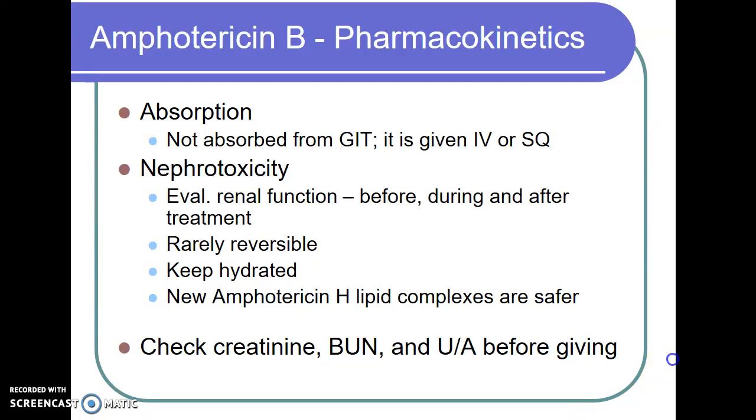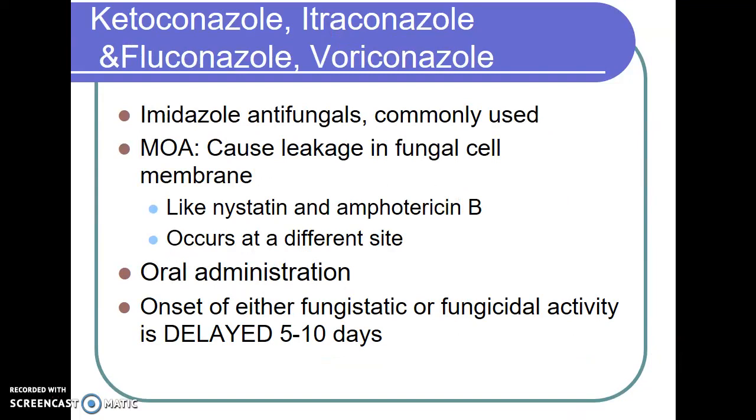So I'll talk about the drugs that we call the azoles. All of these drugs, and I've got a couple more, have this suffix to them, azole. Ketoconazole, itraconazole, fluconazole, voriconazole. And these cause leakage in the fungal cell membrane, like amphotericin B, but they interfere with an enzyme that affects the ergosterol. So they similarly cause that leakage.